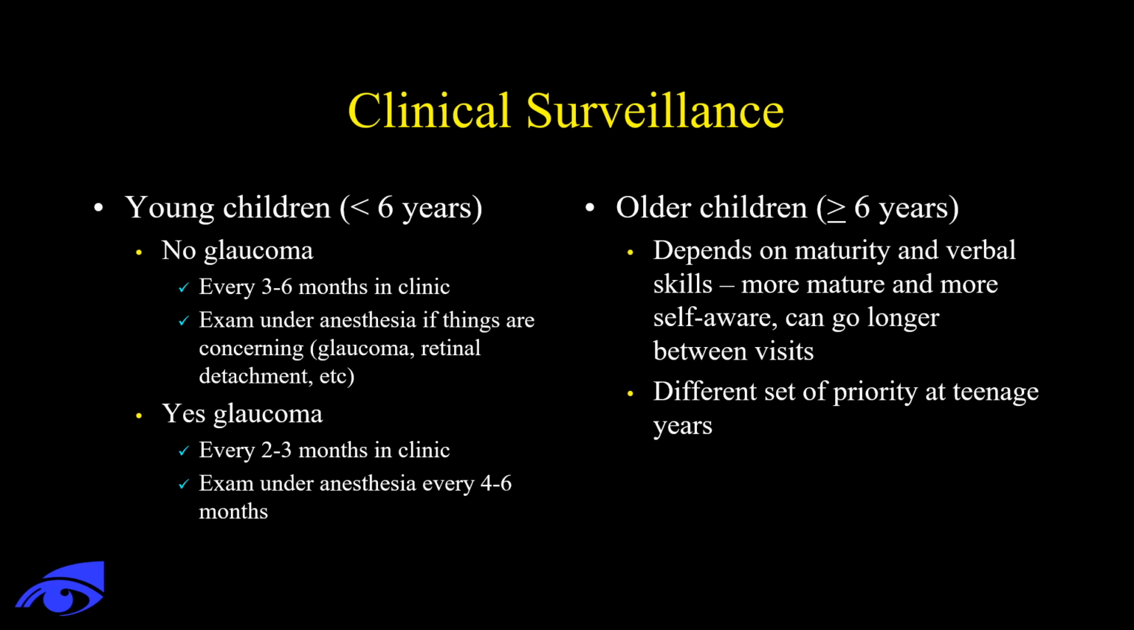If the child already has glaucoma, then they are examined every 2 to 3 months in clinic, and we do an exam under anesthesia every 4 to 6 months. In older children, the timing is more variable depending on the maturity and verbal skills of the child.